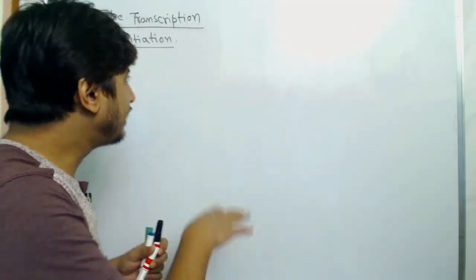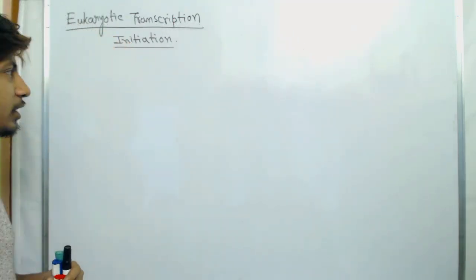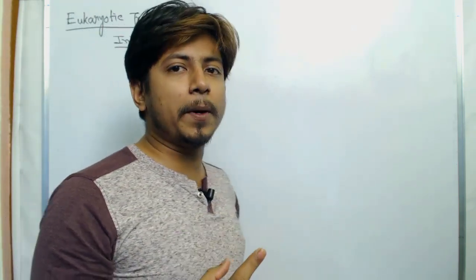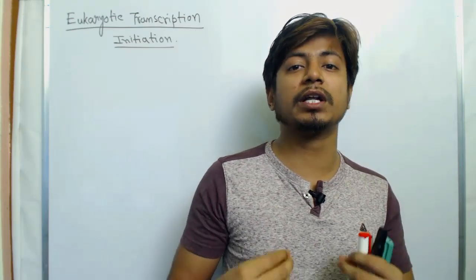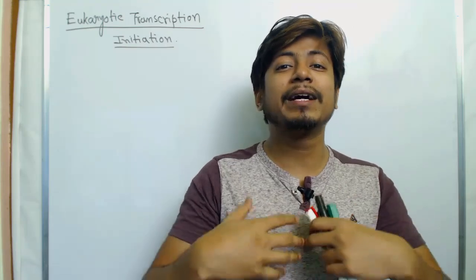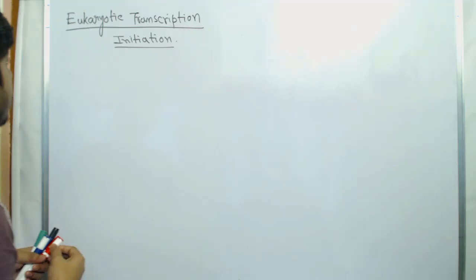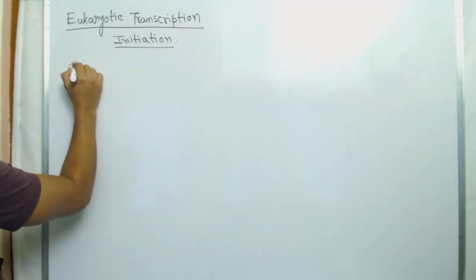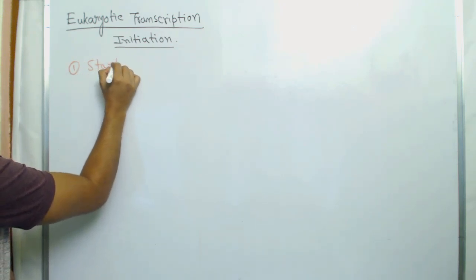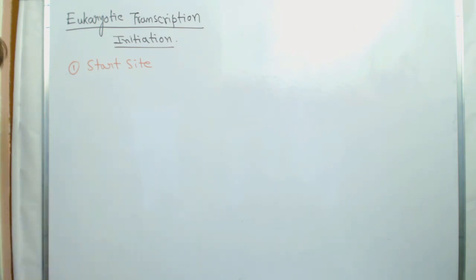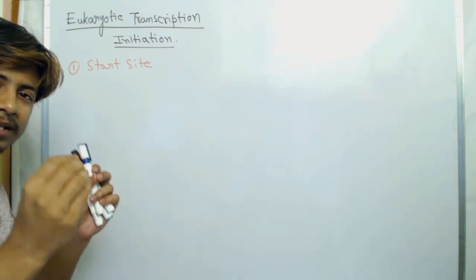So let's begin with the initiation of eukaryotic transcription. Now there are two parts to the initiation that I'll tell you. The first part is the mechanism of how the transcription begins in eukaryotes, while in the second part I'll tell you the regulation of this transcription initiation in eukaryotes. So the first part is the mechanism, and in the mechanism part, the most important thing you need to know is the transcription start site. This is the very first important thing that a gene must have.